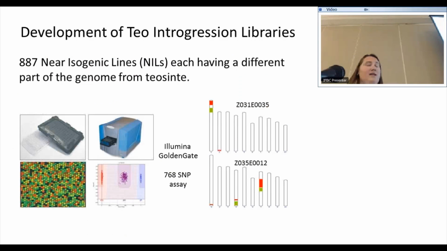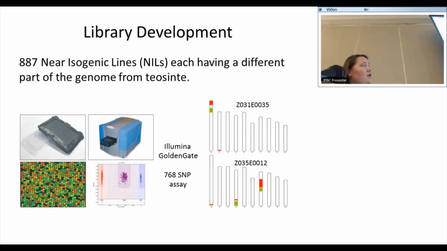But when we look at the different chromosomes, we can see that most of the genome is like corn, but there's small regions of teosinte in them. And so now, instead of comparing this big weedy plant that looks nothing like corn, we can ask questions about very specific regions.